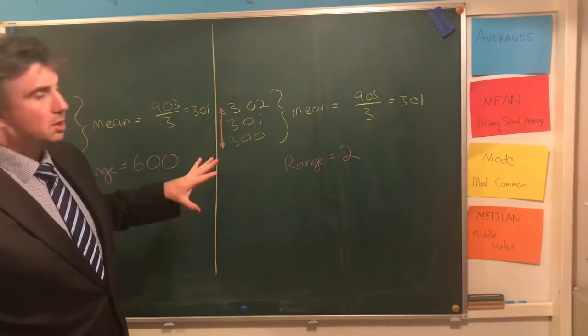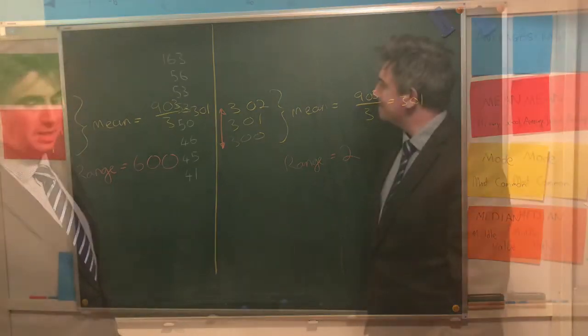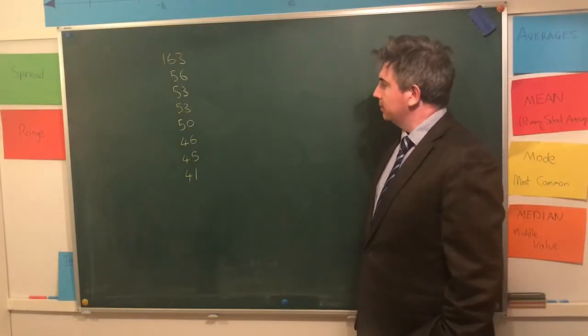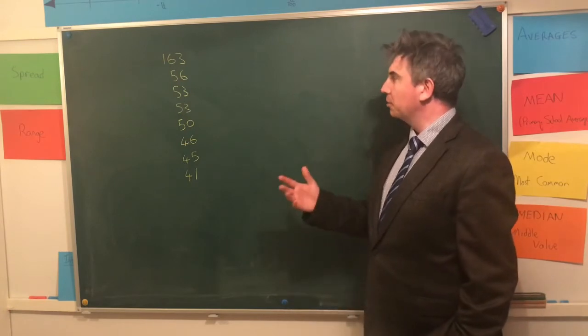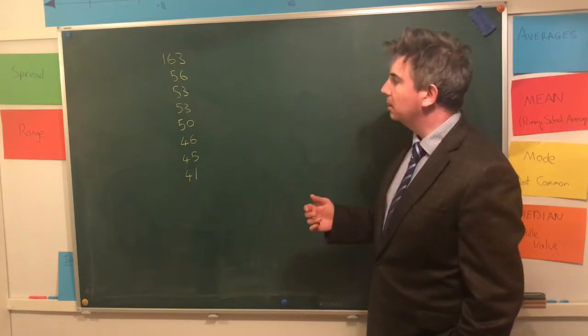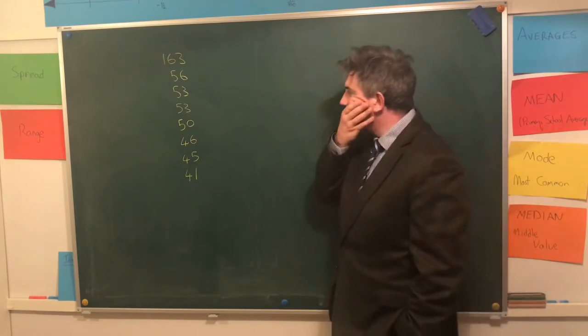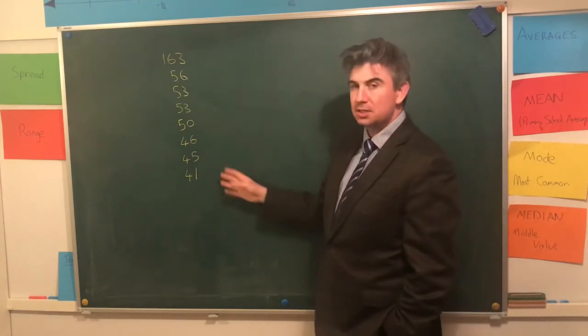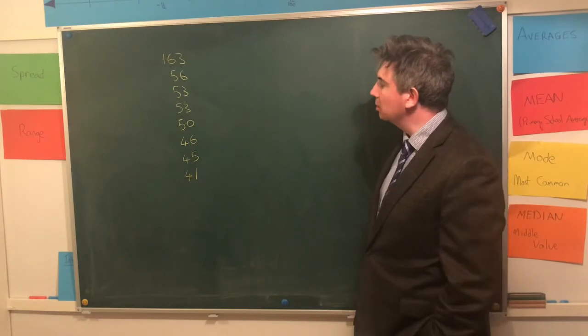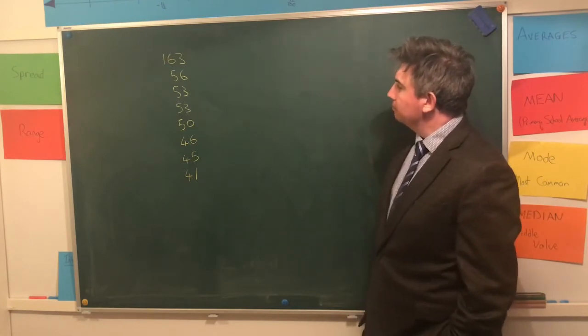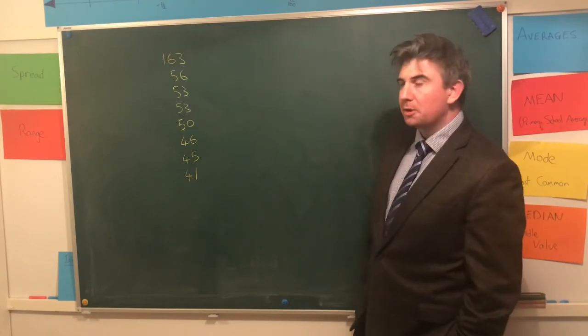So I'll clear the board and we'll take a look at the next type of spread. We're now going to talk about our next measure of spread. We're going to take a look at this data set here to illustrate when it's useful. I suppose before we start, we might just take a look at this data set.